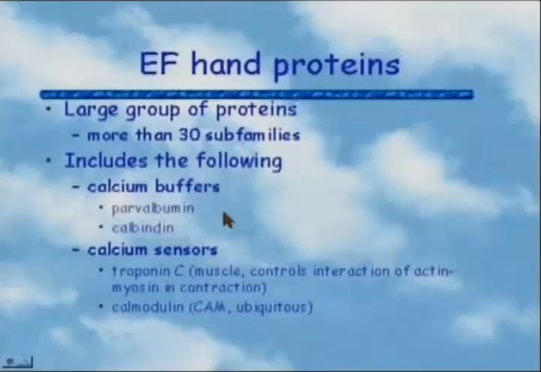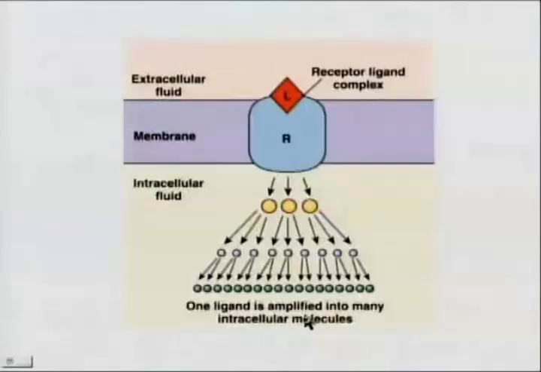because cytosolic free calcium is dangerous. That's why it's kept very low. It can damage cells and even kill cells. There are calcium sensors such as troponin C in the muscle that controls the interaction of actin and myosin in contraction, or calmodulin, such as we saw with the CAM kinases, and it is ubiquitous.